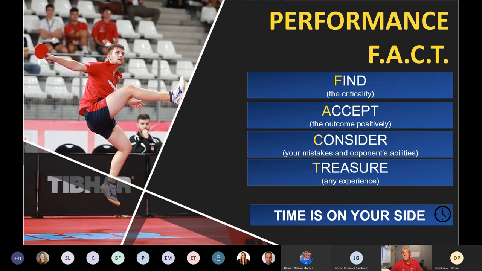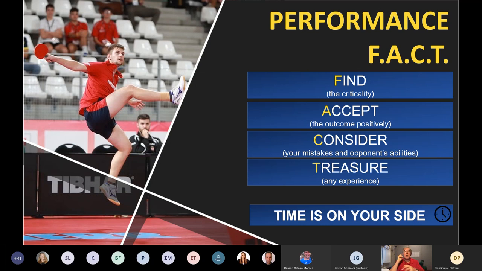I added a few more things on this part. I call it performance FACT. Where F is: find the criticality, accept the outcome positively, consider your mistakes and the opponent's abilities. Always try to have this balance, remember. It's not that if you lose, it's always your fault. It's also the ability of the player. So recognize the ability of your opponents, strengthening yourself, because we have to keep our confidence high.